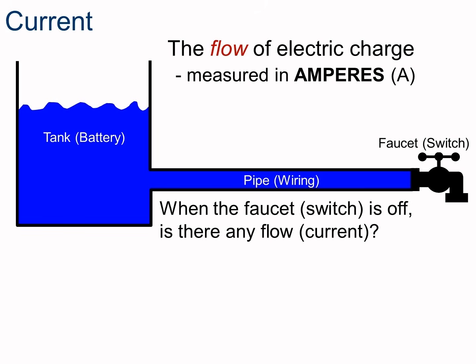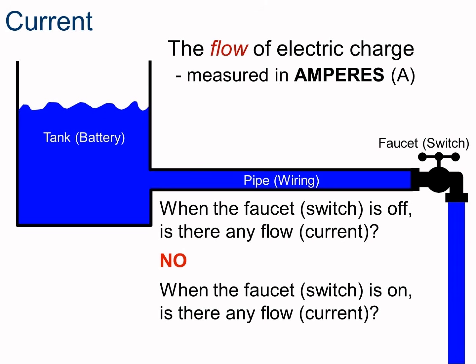Or the analogy being the charge is not moving. So, no, there's no current. But if we turn that spigot, we create a current, now we have flow, right? And of course, this is going to drain our tank, just like when we turn on a switch, we drain our battery.